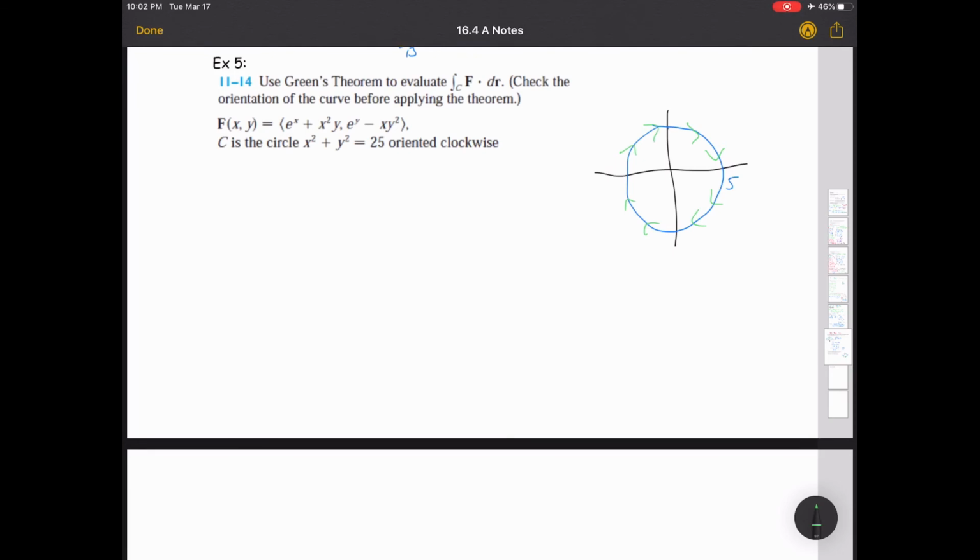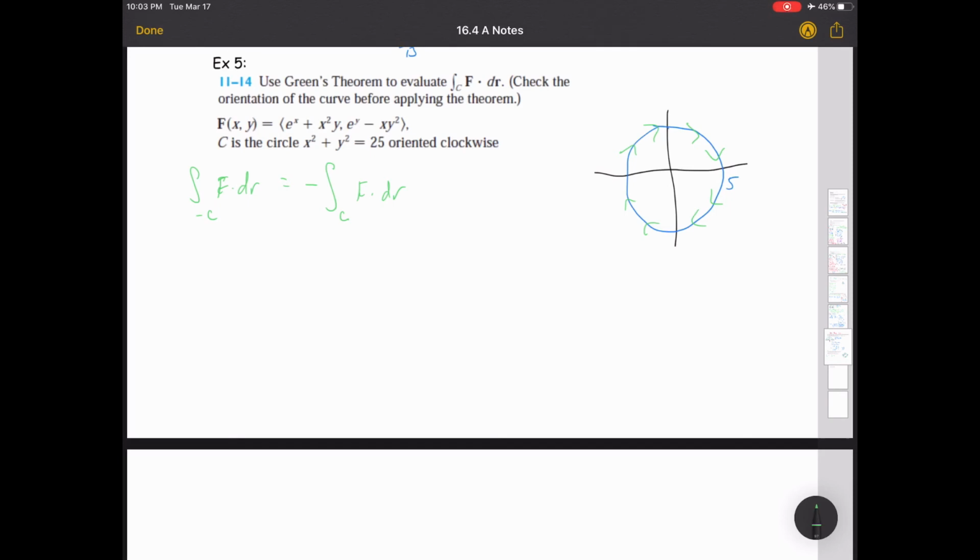But remember that if I want to find the integral of F dot dr, which is over a negative C region, which this one is because it's going the wrong direction, well, that's the same thing as taking the negative integral over C of F dot dr. So really, I just have to remember to put a negative sign out in front, and then we can make the orientation counterclockwise, which will then be correct.